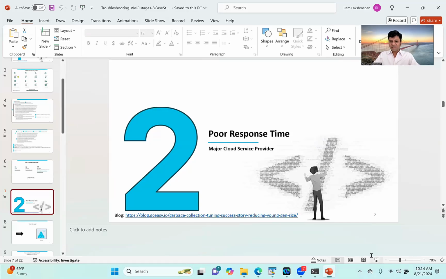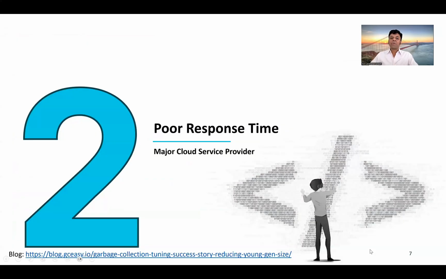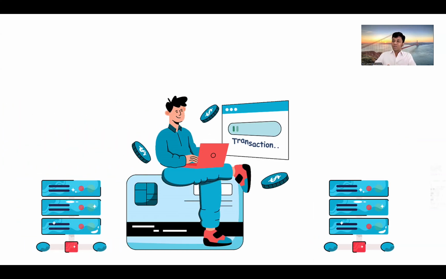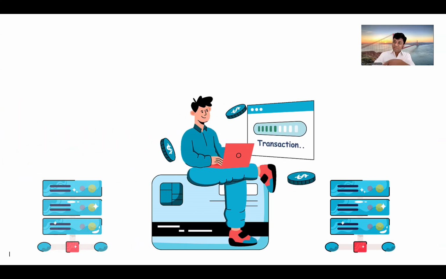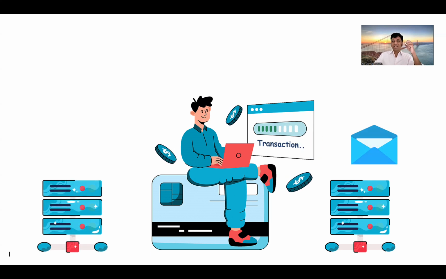The next case study I want to discuss is a poor response time from a very major cloud service provider. There's a very high chance several of you on this call may be using their service, right? What was happening? It was having a poor response time. They didn't know why. Think about it: we are building our services on these cloud service providers, and they themselves are having a poor response time. And this problem surfaced because of the garbage collection on that service provider's service.